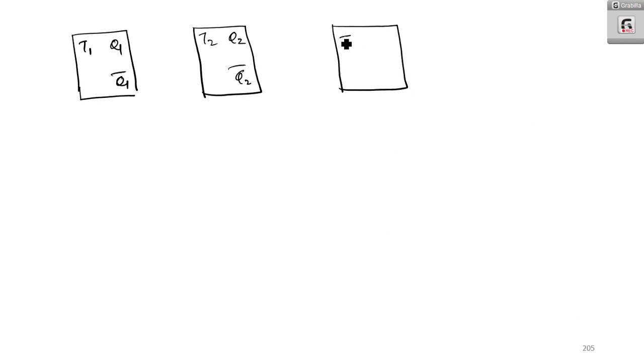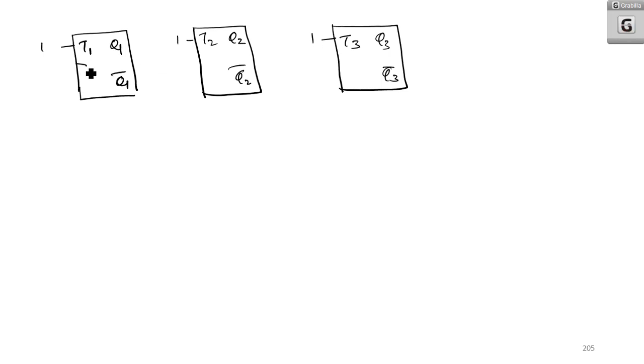So I am going for T1. You will get a Q1 bar. Now coming into T2, you will get Q2 bar. Coming into T3, you will get Q3 bar. So for all T's, inputs are equal to 1.